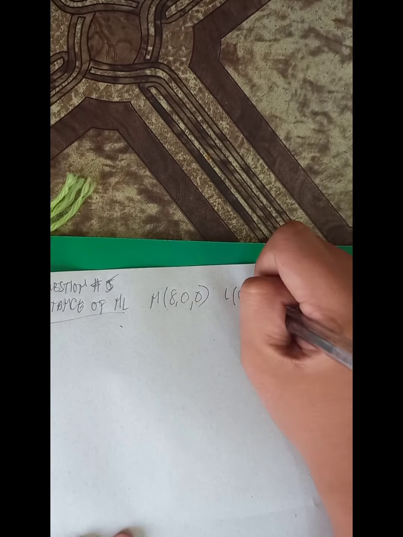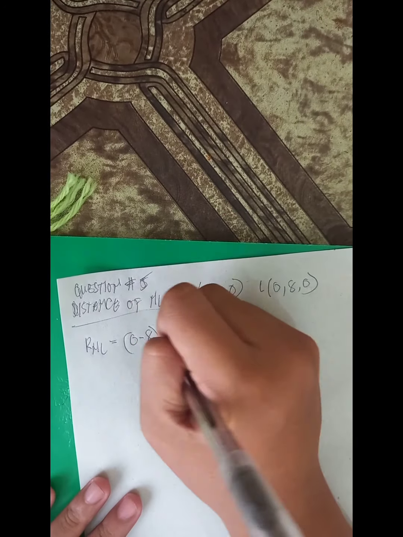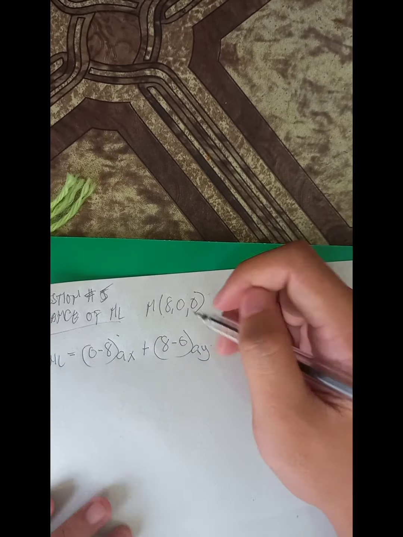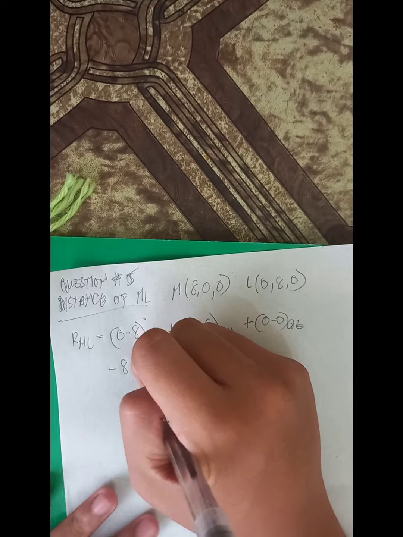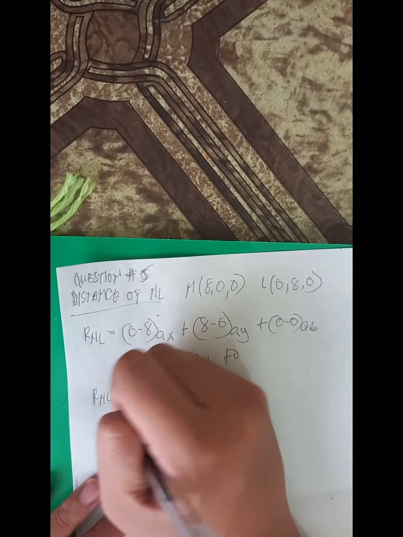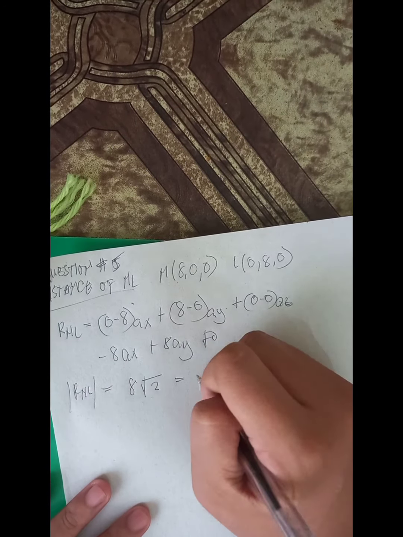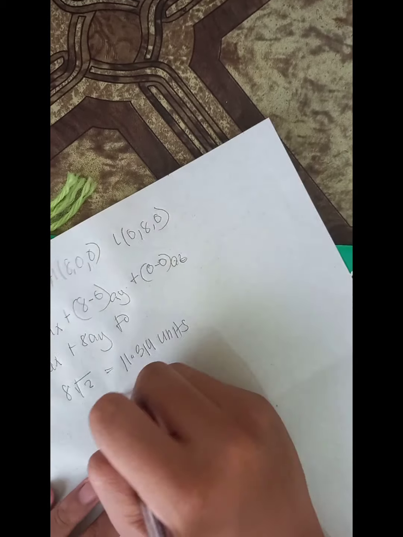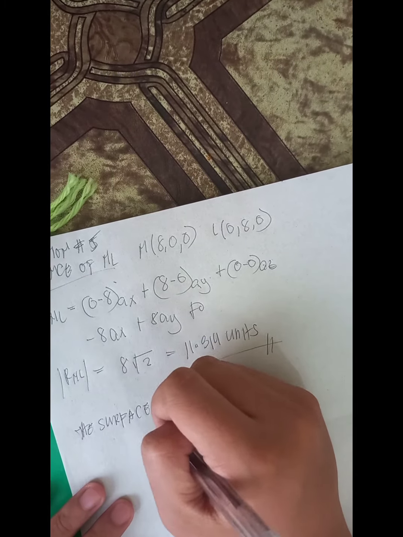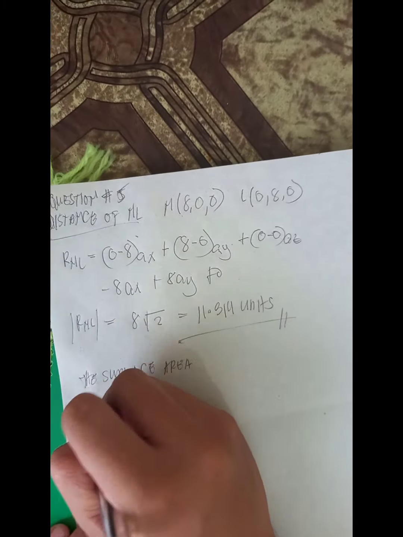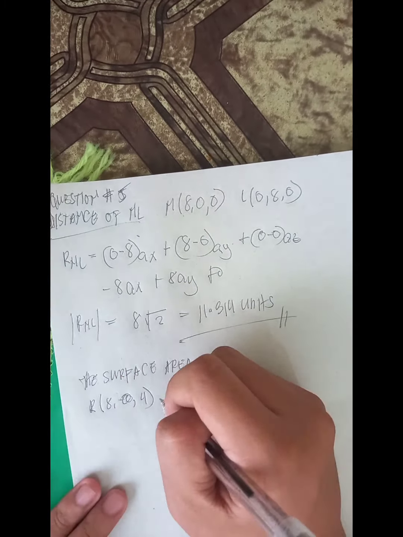Number 5, we have to get the distance in N and L. N is 800, and L is 080. First we have to get the value of RN and RL, and we subtract RN and RL, and we have the magnitude of it. So the magnitude is 11.14 units.